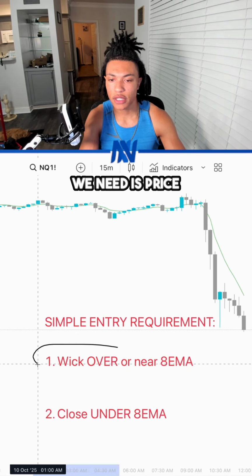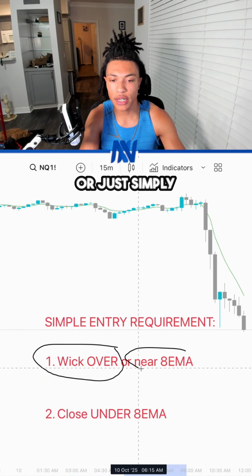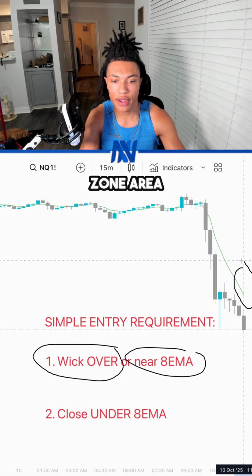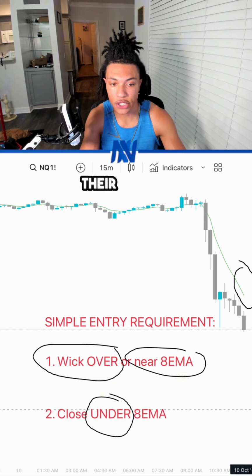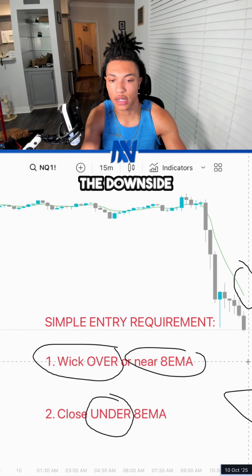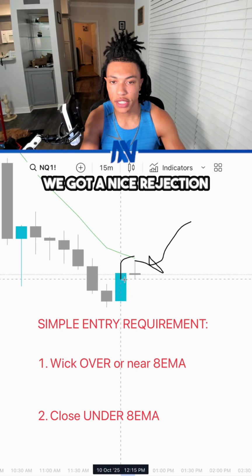The first thing we need is price to wick over the 8 EMA or just simply near that 8 EMA equilibrium zone area. And then the second thing we need to do is just close under the 8 EMA to signal that strong bearish trend still going to the downside. And 3 candles later, we got a nice rejection candle right here.